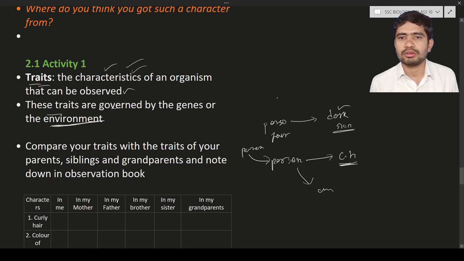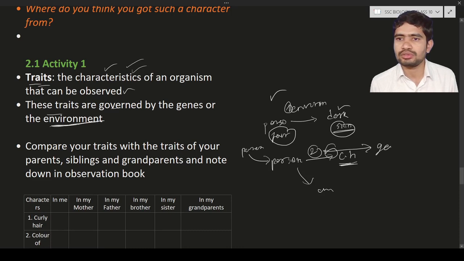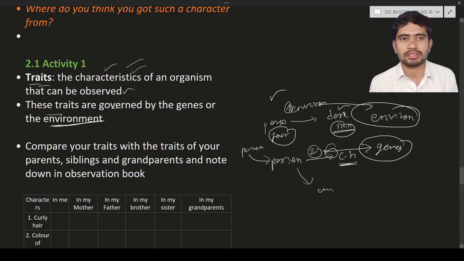One is due to the environment: the environment is turning him from fair skin to dark skin. And in the second case, the trait is coming from the parents to him. So one is environmental, another is hereditary or genes. Let us remember, this trait is due to the genes, and this trait is due to the environment. So this is about traits.